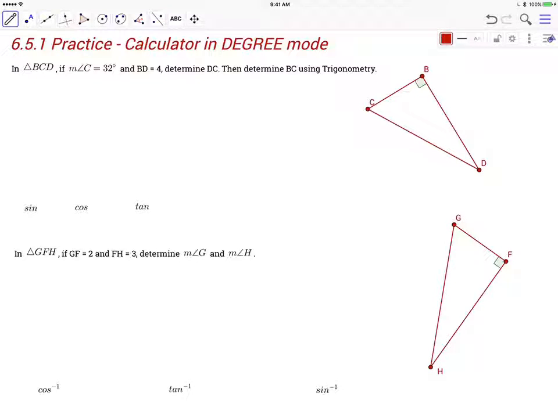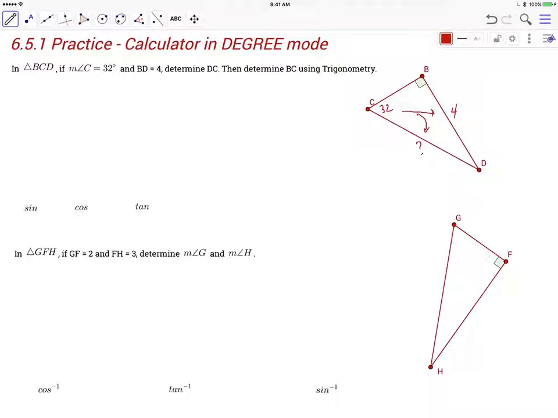Okay, welcome back. Here we go. In BCD, measure of angle C is 32. BD is 4, right? And then determine DC. So what we do is we say that the acute angle 32 has an opposite, and we're looking for a hypotenuse.